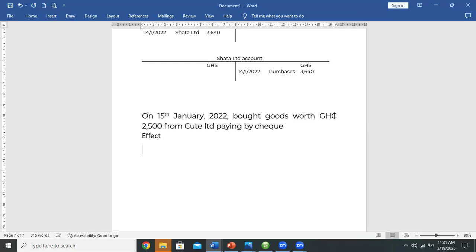So we bought goods, so our stock, the asset, will increase by 2,500. Okay. And from Cute Limited, paying by check, our bank will decrease by 2,500.